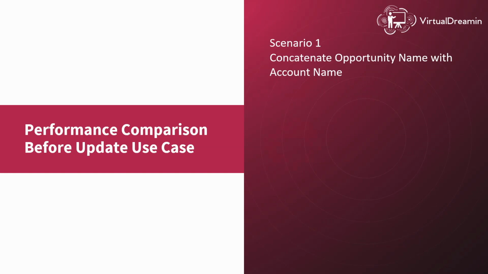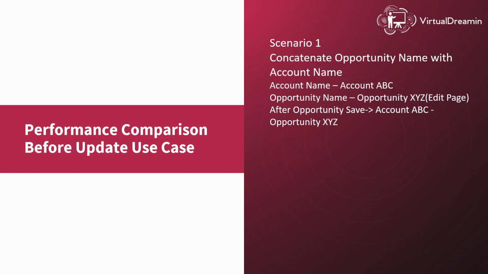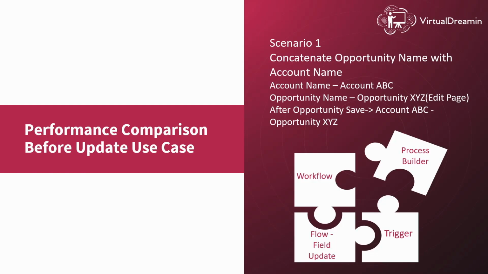This is our first scenario. I would like to concatenate opportunity name with account name whenever a new opportunity is getting created. As an example, if the account name is account ABC and opportunity name is opportunity XYZ, once the opportunity record is saved, I would like to see the opportunity name as account ABC hyphen opportunity XYZ.